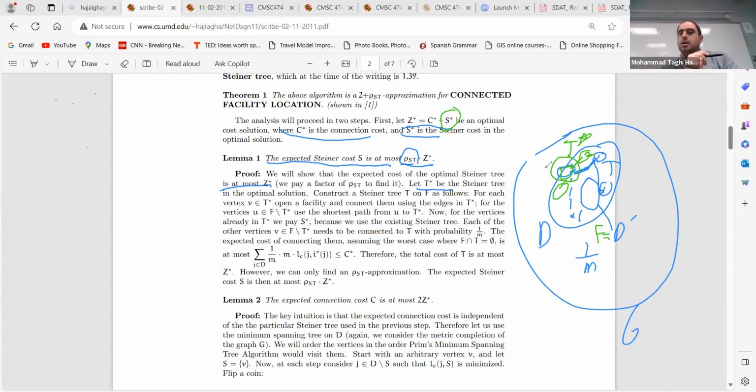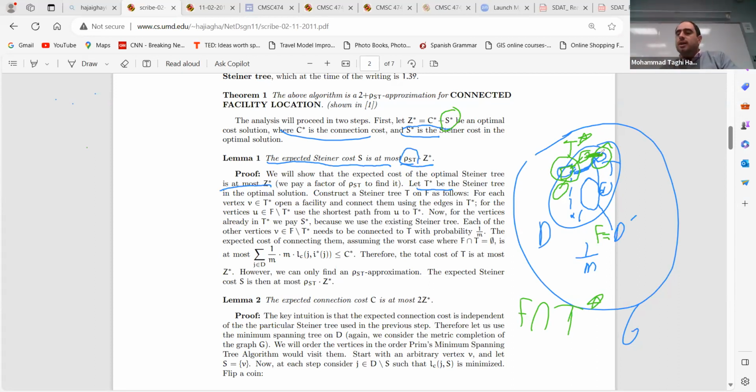Good. Now, for the vertices in the intersection of F and T star, like this guy, I am fine, because I've connected them through T star and paid the cost S star. What about those guys, like this one here, that was not in T star? I needed to buy this path.